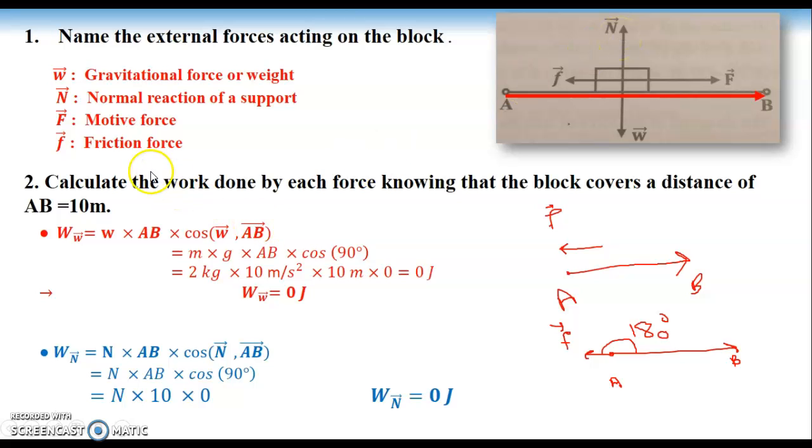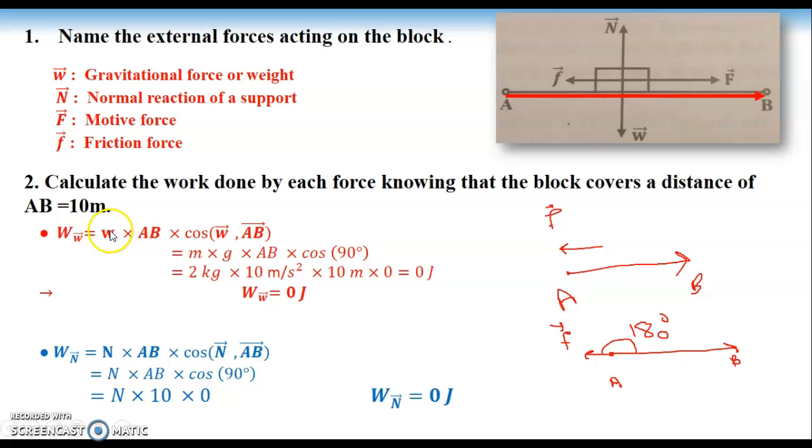Okay. Now calculate the work done by each force, knowing that the block covers a distance of AB equals 10 meters. So now we have to apply the formula. Work by the weight is the weight, the magnitude of the force, times AB, which is the distance, times cosine of the angle between the weight and AB vector. AB vector here is represented by a red arrow showing the displacement from A to B.